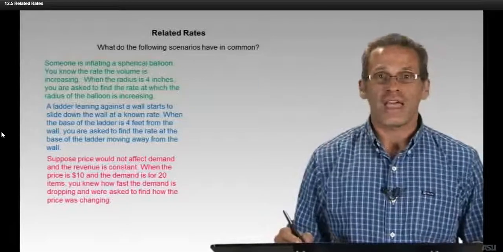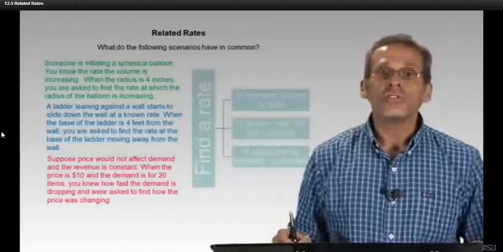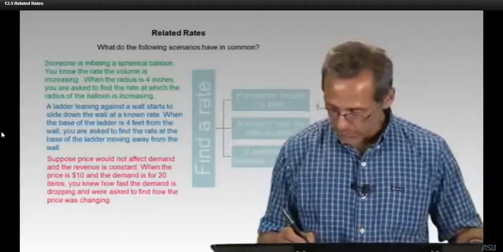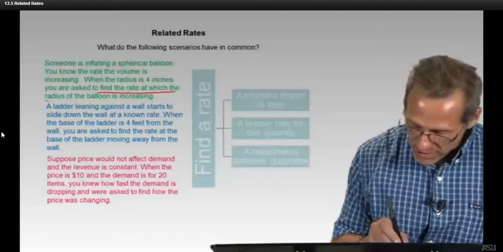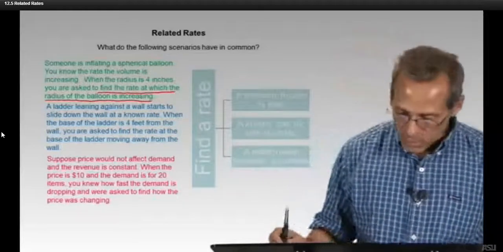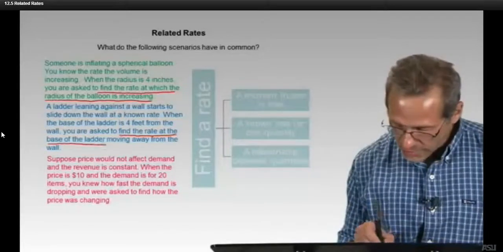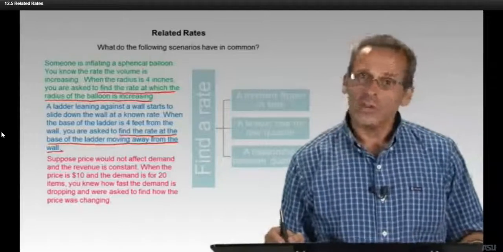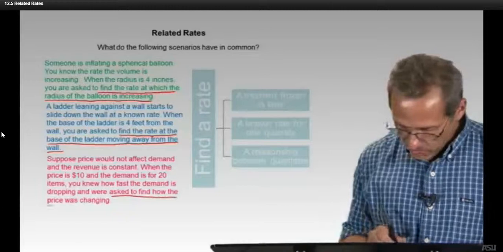What do the following scenarios have in common? More specifically, with each of the three scenarios, we are asked to find a rate. In the first scenario, we are asked to find the rate at which the radius of the balloon is increasing. In the second scenario, we are asked to find the rate at which the base of the ladder is moving away from the wall. And in the third scenario, we are asked to find how the price was changing.